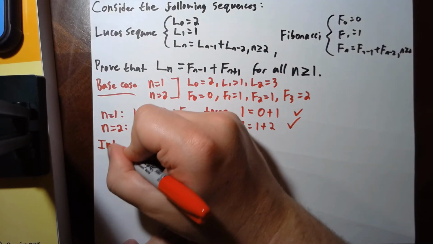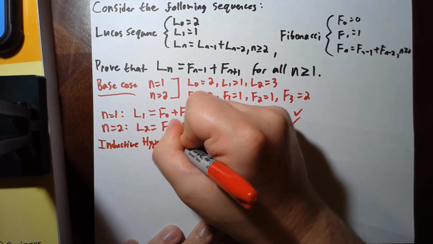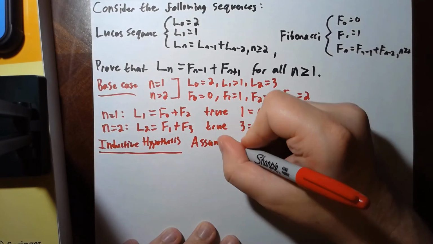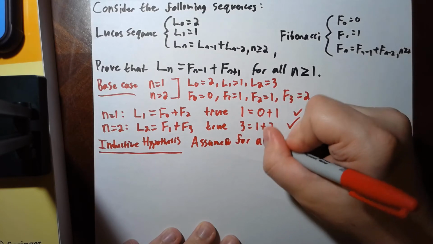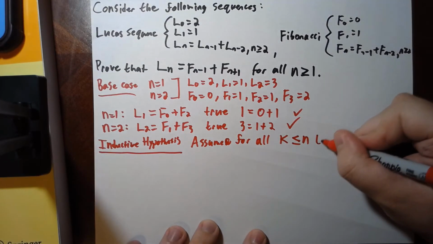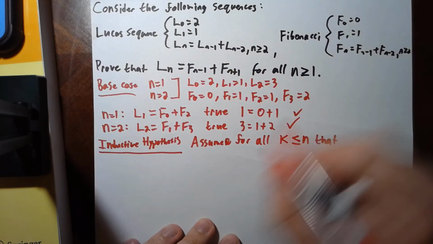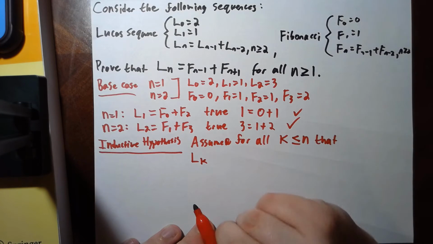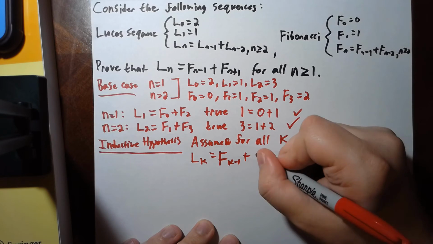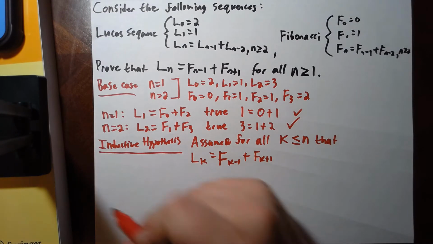So the inductive hypothesis: assume for all k less than or equal to n that we have that this holds. That is, L of k is f of k minus 1 plus f of k plus 1. So that's the inductive hypothesis.